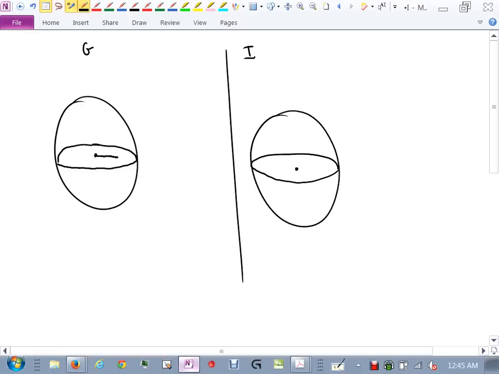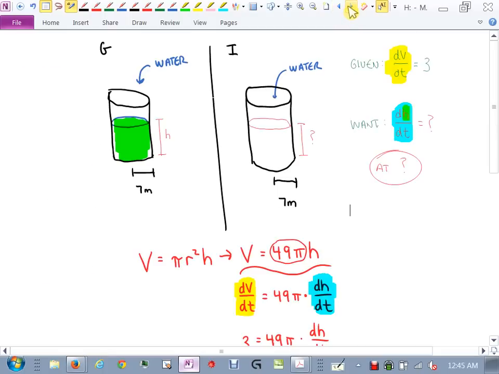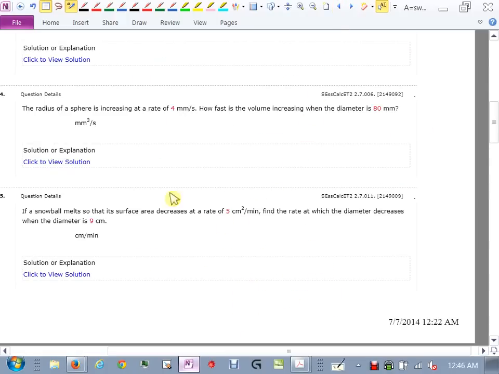radius is changing, right? So I'm going to come in here and label this as my radius. Over here, at my fixed point in time, my radius is actually half of the diameter. And the diameter was 80 millimeters, so it's going to be 40. So 40 millimeters. That's my instant in time. I'm given the rate at which the radius is changing. So dr/dt, that's how fast the radius was increasing, and it was, let's see, 4 millimeters per second.